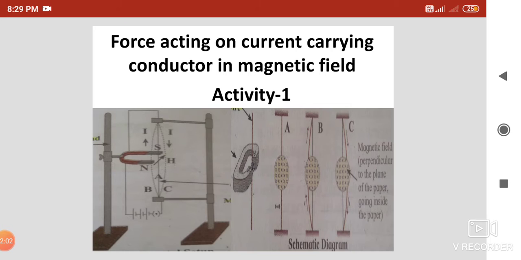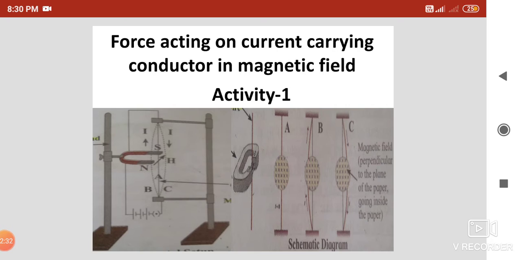For that you have to close the key. When the key is closed, the current is passed through the wire from top to bottom. You can see the direction of the current. It passes from top to bottom. When the current is passed through the wire, a force acts on the wire and the wire bends and comes into position C. You can see the diagram. Now the wire bends to position C.